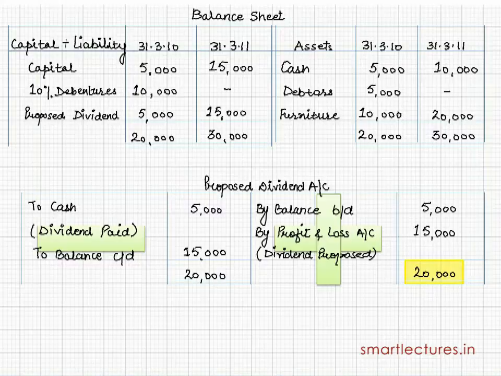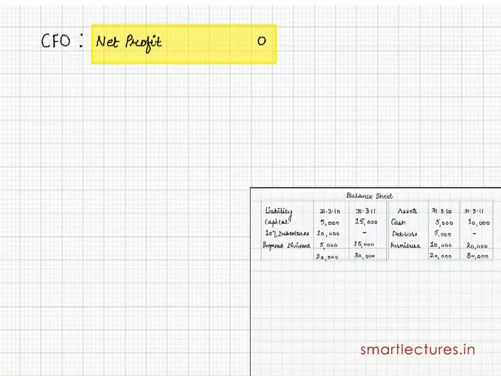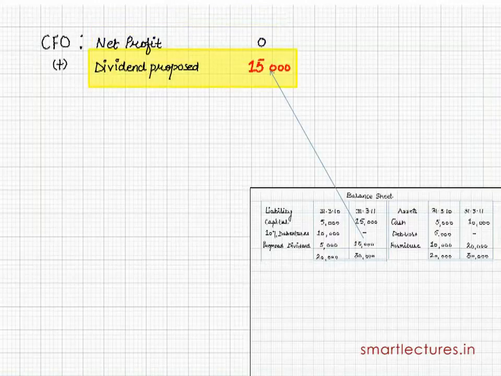But before we prepare the cash flow statement, we need the value of cash from operation. So net profit 0, because I'm not able to find any net profit. So I'll assume that net profit was 0. And then dividend proposed rupees 15,000. It will be added to the net profit.